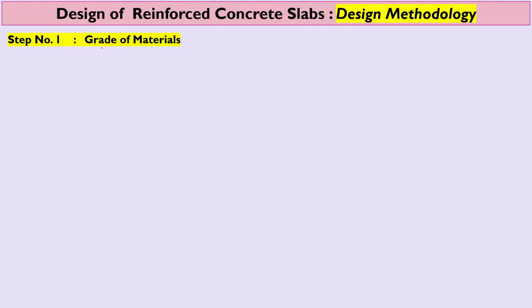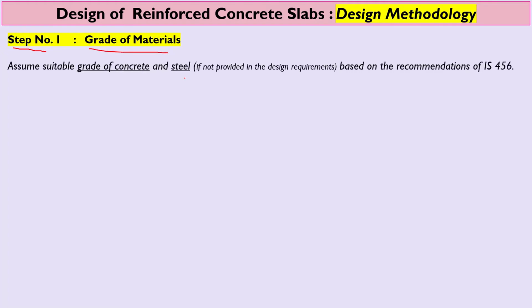Again, as we have discussed in the design of beam type elements, that means singly reinforced beam and doubly reinforced beam, the design methodology is just similar to beam design. In step number 1 we will go through the grade of material. Here we can assume a grade of concrete based on the environmental conditions, as well as steel, if they are not provided in the design. If the grade of concrete and grade of steel are mentioned in the numerical problem, then you have to follow the same values.